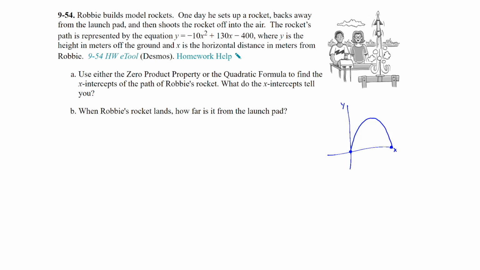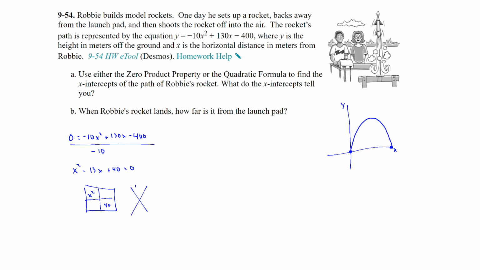So let's either use the zero product property or the quadratic formula. The numbers are a little bit larger here, but the other thing I notice, which might make it easier to factor and use the zero product property, is all those numbers have a factor of 10. So we're solving for when y is 0. If we divide everything through by -10, that will give us positive x squared minus 13x plus 40. Now that's a little bit easier to look at to see that maybe we can factor this. So let's look at factoring. If not, we'll use the quadratic formula.